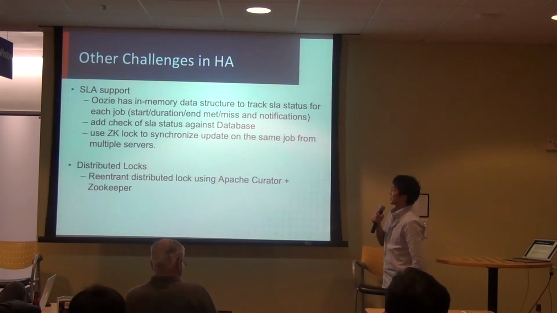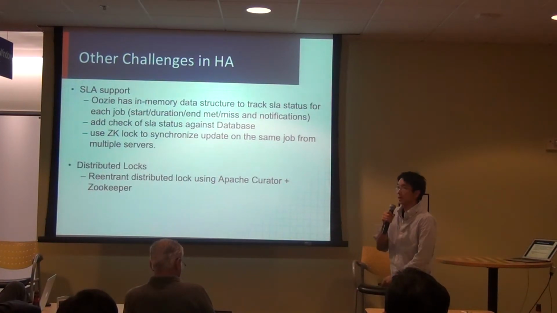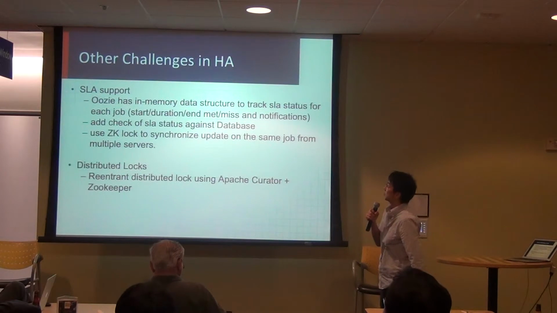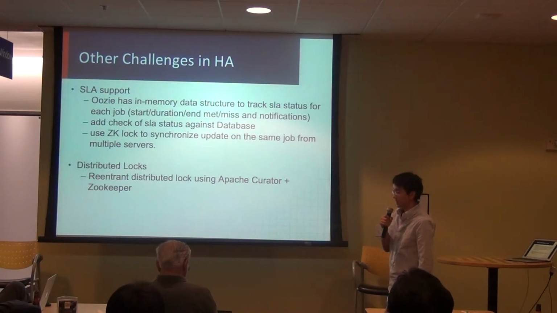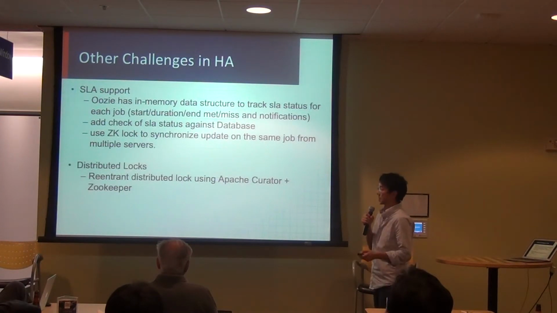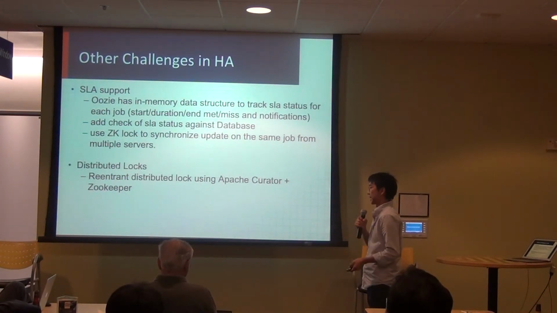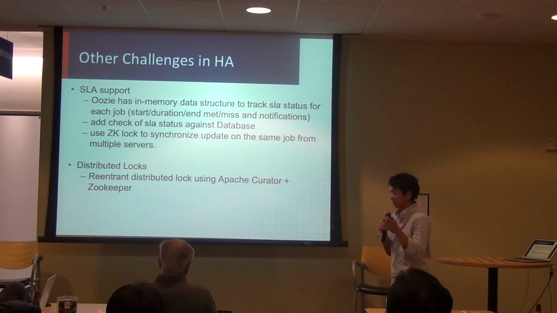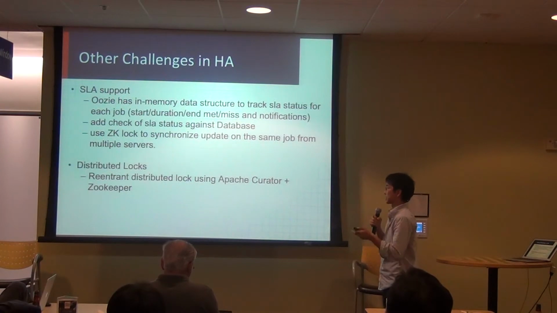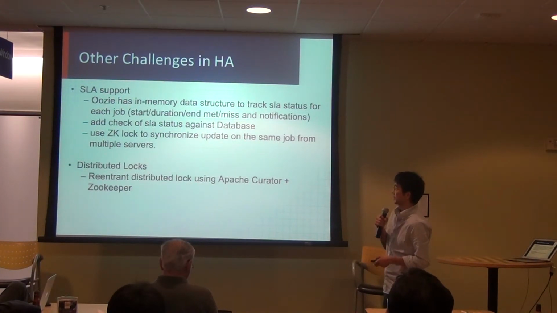And other challenges in the HA. One of those is SLA support. Oozie has functionality to monitor SLAs. The user can specify that this job should start at this time, the duration is this much, and it should end by this time. And if the job is delayed and doesn't start or doesn't end at those specified times, then Oozie sends a notification.